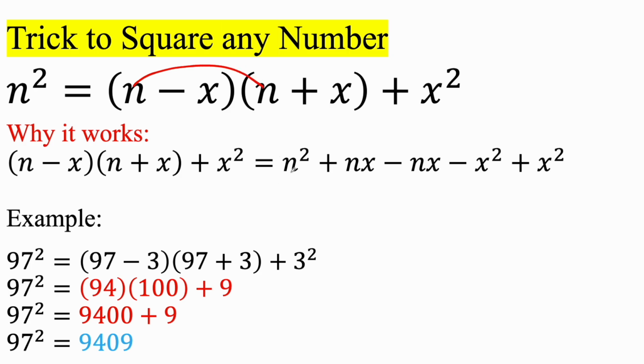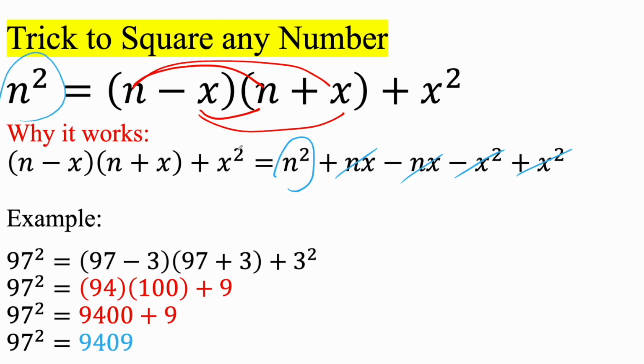n times n is n squared. n times x is nx. Negative x times n is negative nx. Negative x times x is negative x squared. And on the outside, there's a plus x squared. So we'll see something special. Negative x squared cancels with x squared. nx cancels with negative nx. And we are left with n squared.